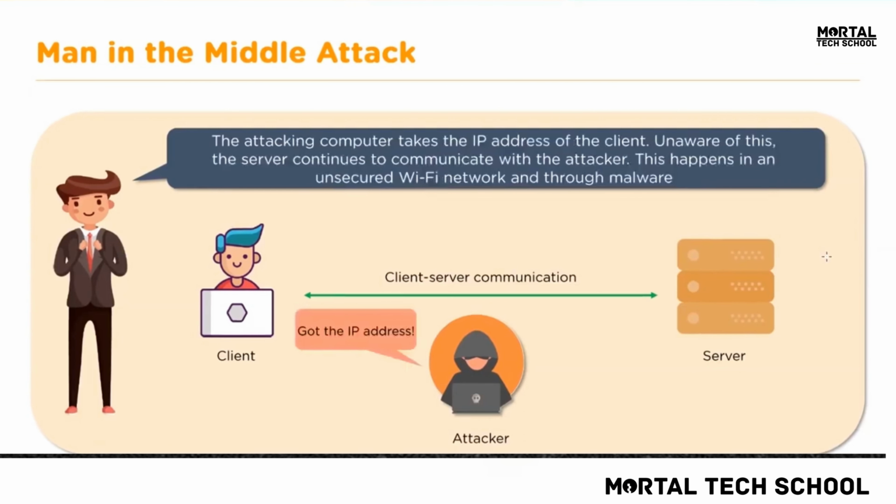The attacking computer takes the IP address of the client. So you find out the IP address of the client. The client is not aware about this. The client is trying to communicate with the server. You spoof yourself as a default gateway or a trusted device, and the client thinks that it is through you that they need to communicate to the server, and thus they start sending data via your PC.